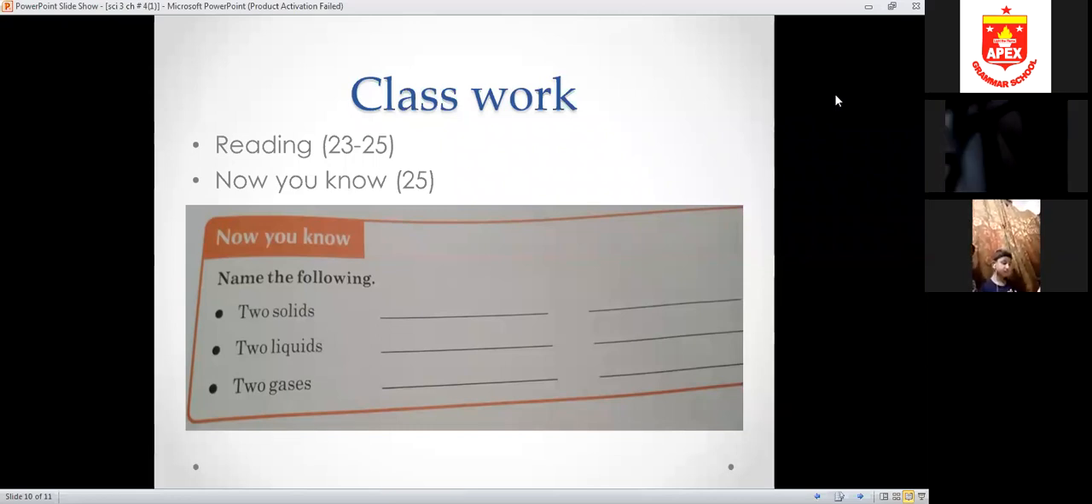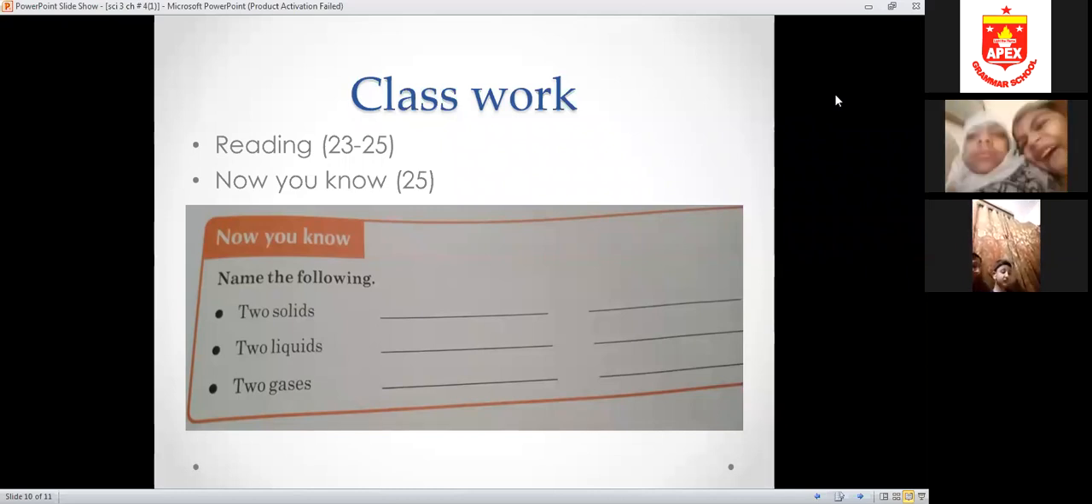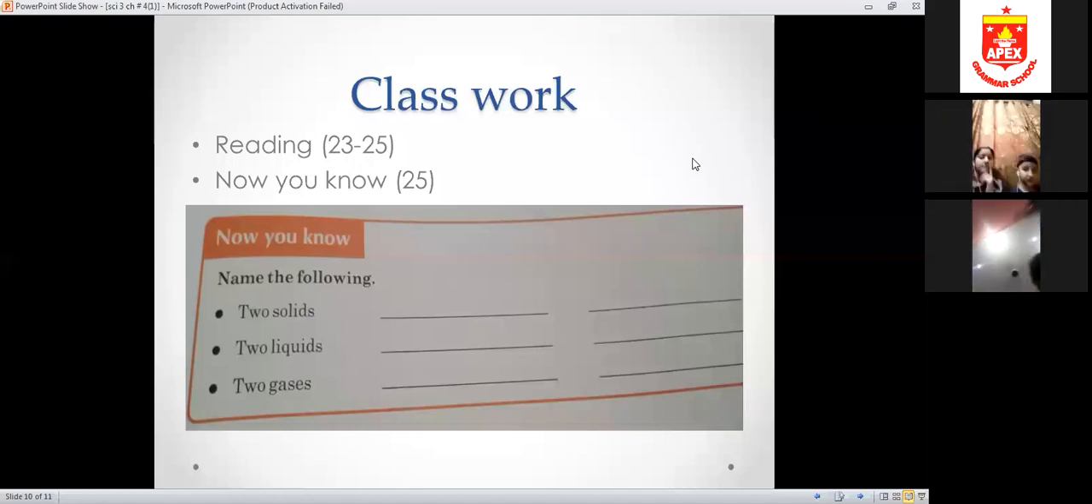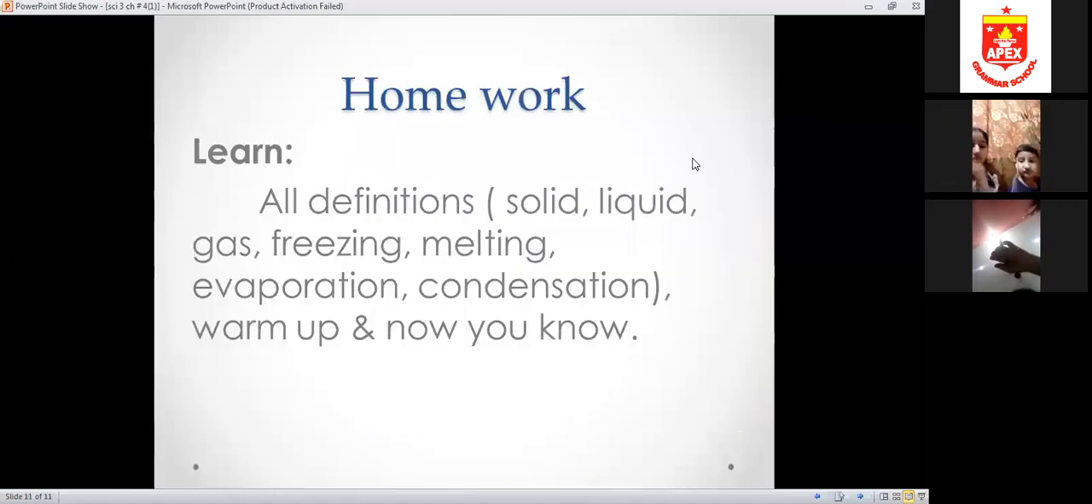You can write the examples: any two solids, any two liquids, and any two gases which we have learned. Azan, wait 2 minutes. Here is your homework: you are going to learn the definitions of liquid, solid, gas, freezing, melting, evaporation, and condensation, which we have done today, and today's warm up. Now it's your homework.